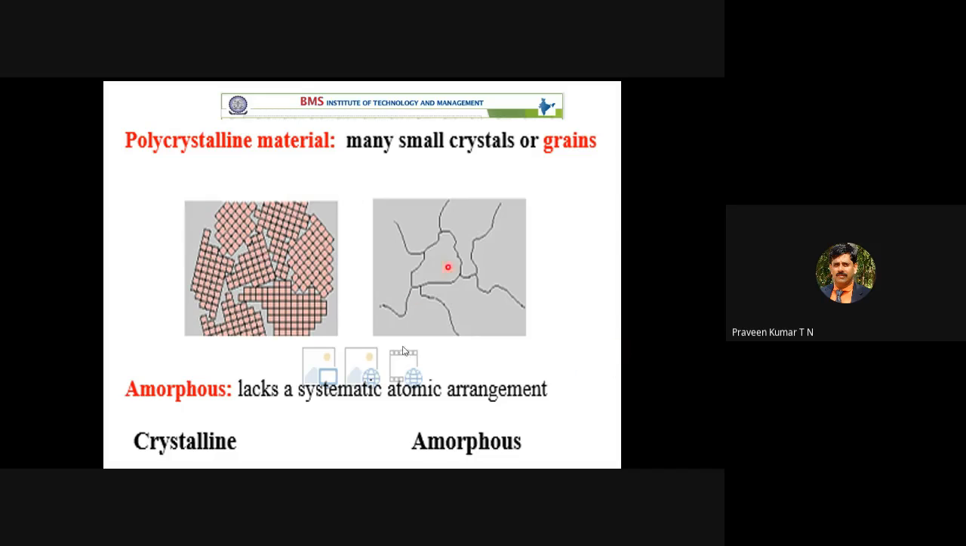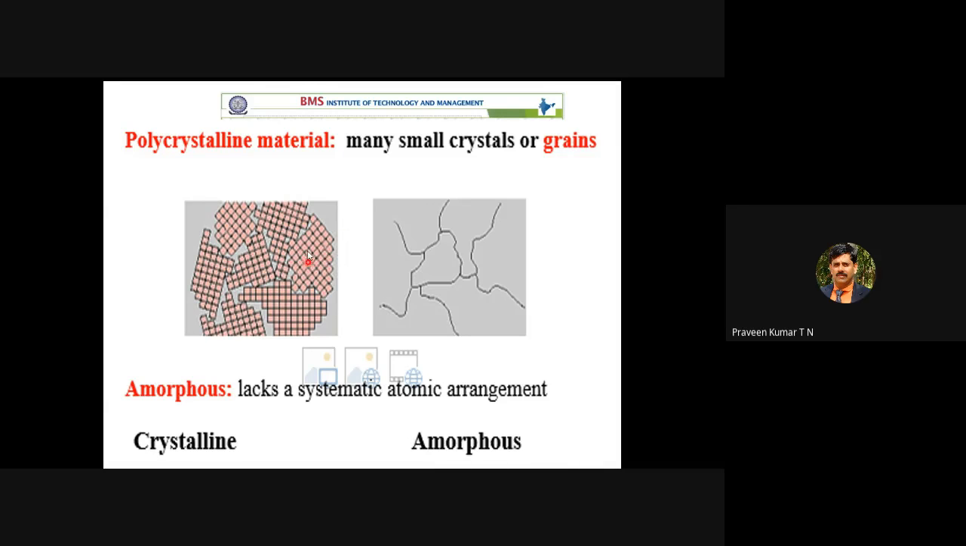You have to practice. Now you are talking about a crystal. This is one crystal, this is one more crystal, and these are the crystals. Now you can understand this diagram. You have a polycrystalline material. This is one crystal, this is one more crystal.